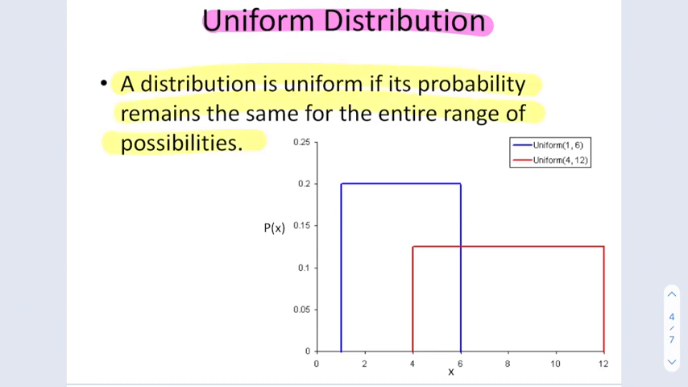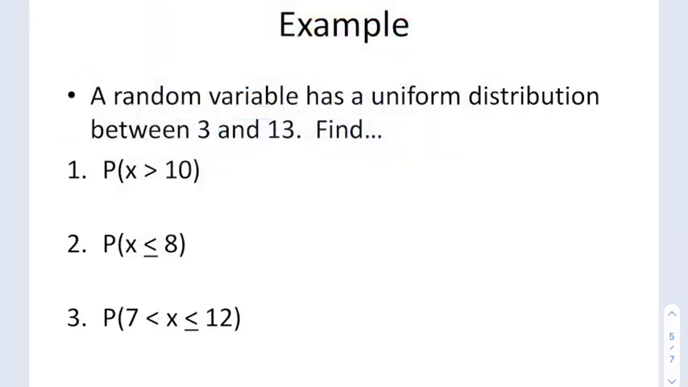It's a distribution where the probability of x remains consistent throughout the distribution. So you don't see it going up and down, but instead you see it flat throughout. This means that no particular area of x has a higher probability than any other area. Let's do an example that should help you to understand this.